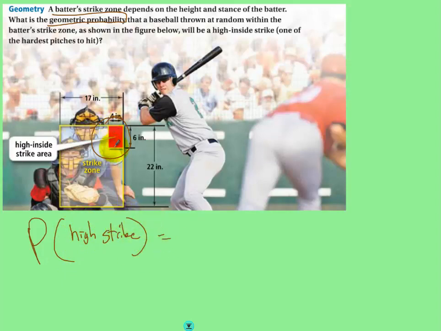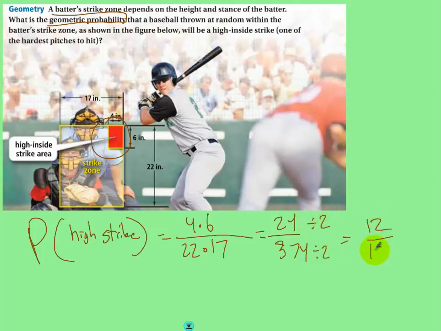The probability is basically the area of that little box divided by the area of the big box. The area of the little box is 4 times 6 over the area of the big box, which is 22 times 17. So 4 times 6 is 24, and 22 times 17 is 374. We can leave it like that, or let's try to reduce it. You can divide both top and bottom by 2, and the simplified form is 12/187. That is your probability. That's it.